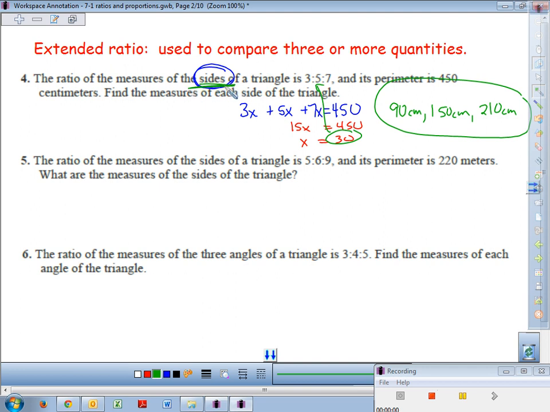That was about sides. The ratio of the measures of the sides of a triangle is 5 to 6 to 9, and the perimeter is 220. Find the side lengths. So, same concept.